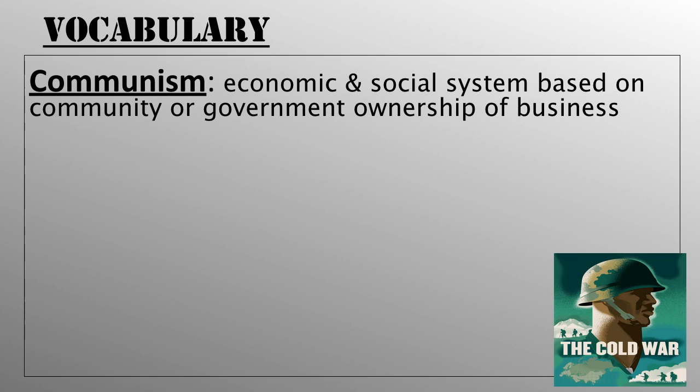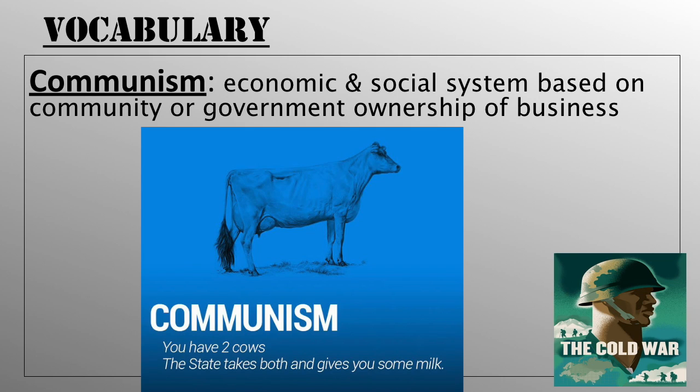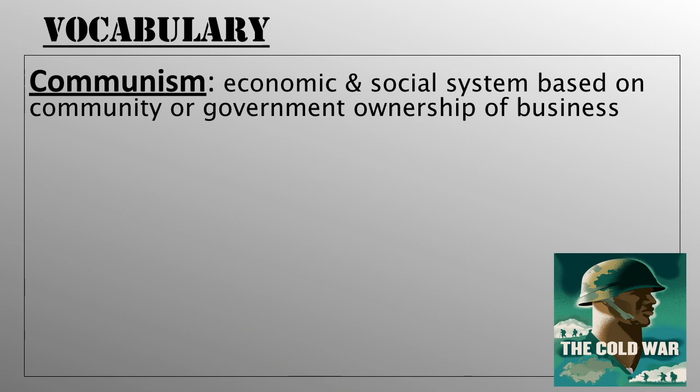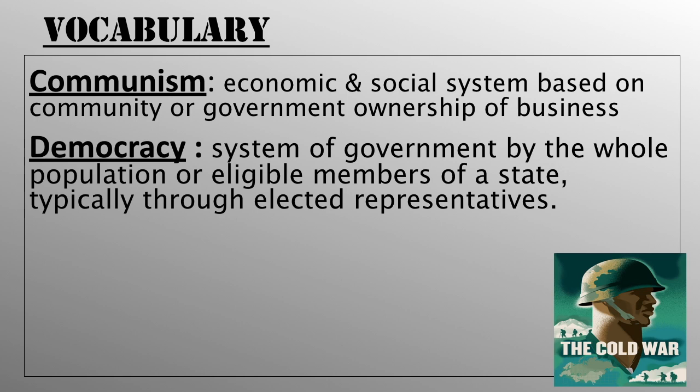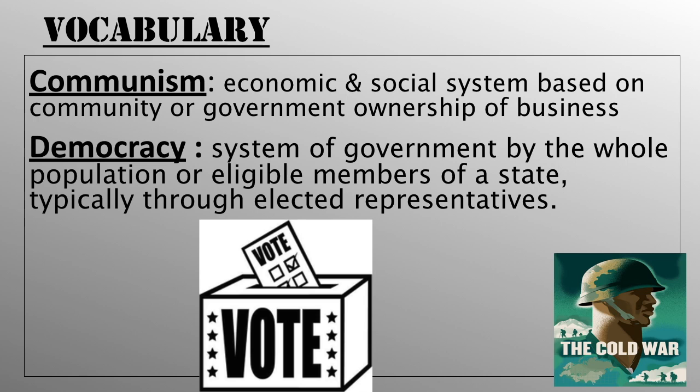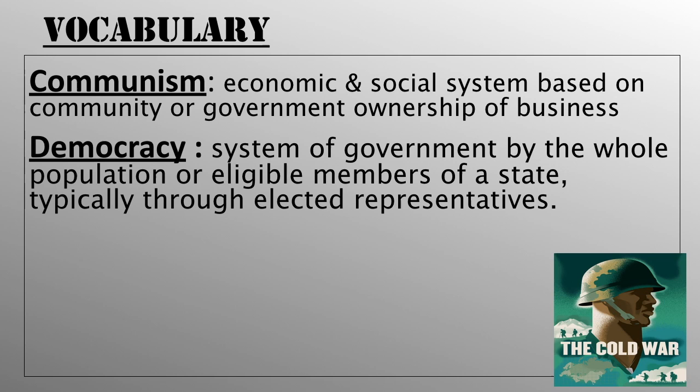Communism. Communism is both an economic and social system that's based on community or government ownership of everything in the economy. It's generally thought of to be more socially equal, but less free. Let's look at cows. In communism, if you had 2 cows, the state takes both the cows and gives you some milk. Democracy. It's a system of government where the eligible population all vote for their representatives.